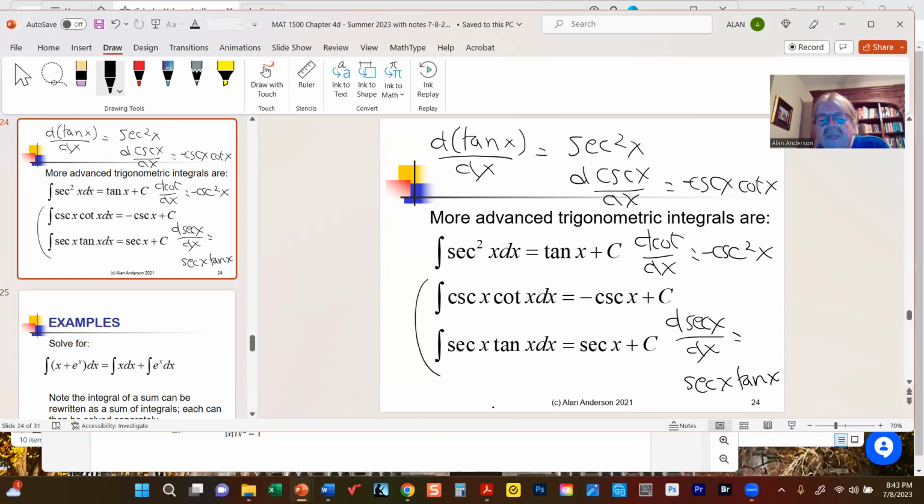In other words, the derivative, if you notice, of the cosecant is the negative cosecant times the cotangent. Here it's the positive cosecant cotangent. So this must become the negative cosecant. And then finally, the derivative of the secant is the secant times the tangent, which means that the integral of the secant times the tangent must give us the secant of x.